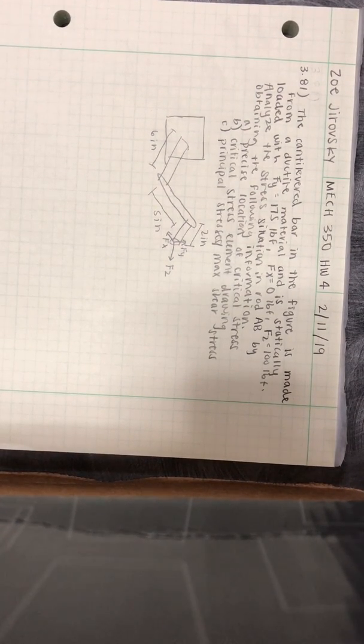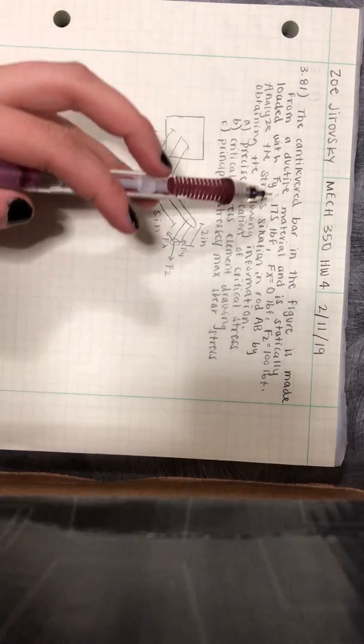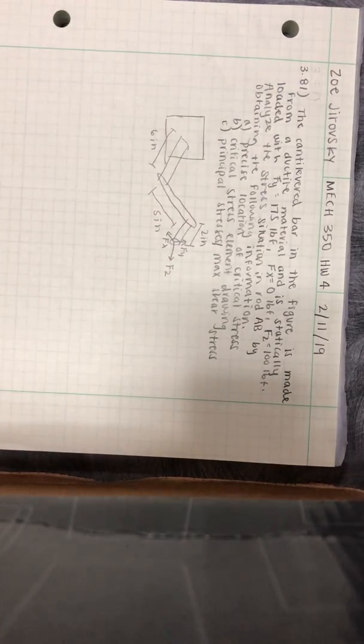Okay, so this is problem 3.81 from the textbook. We have this cantilever bar, and they want us to find the critical stress, the critical stress element drawing, and principal stresses and max shear stress based off of this diagram. And Fy is 175, Fx is 0, and Fz is 100.